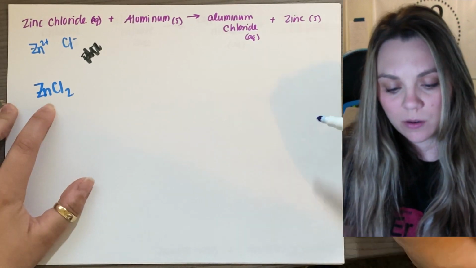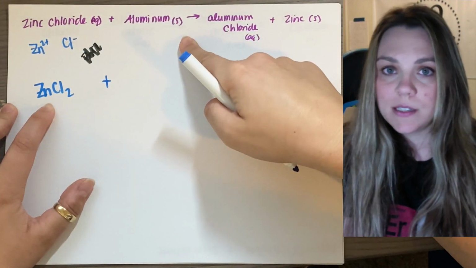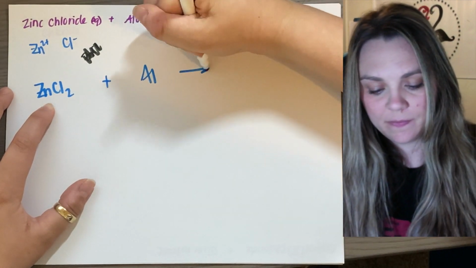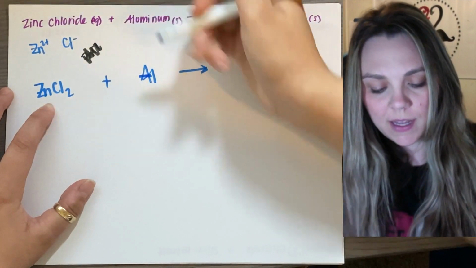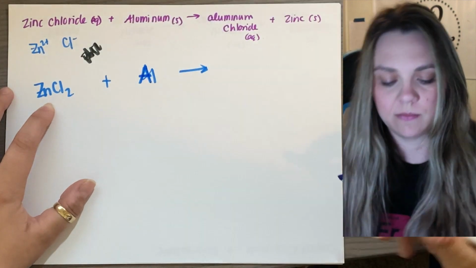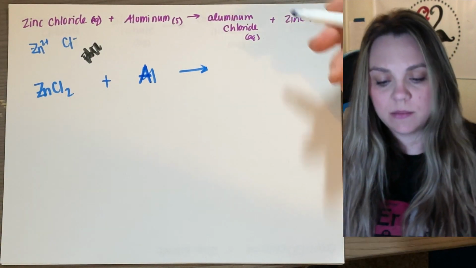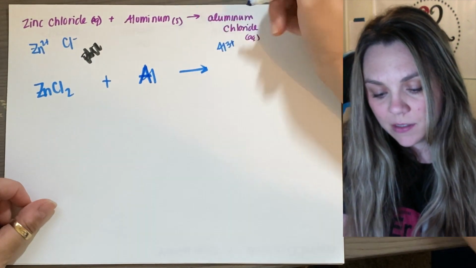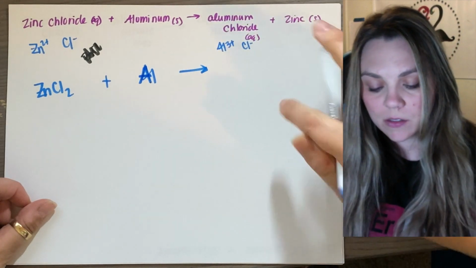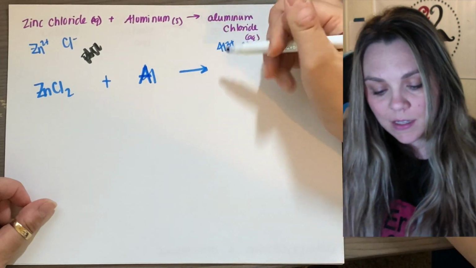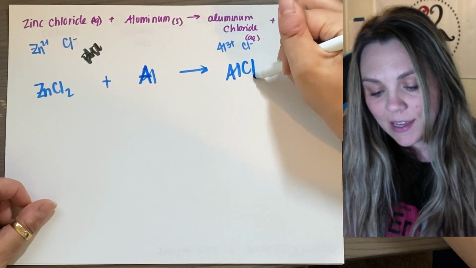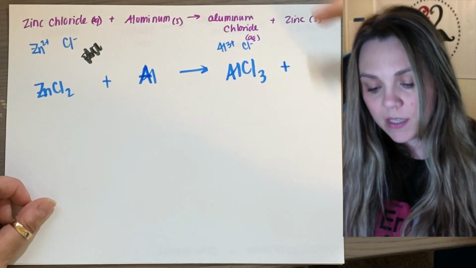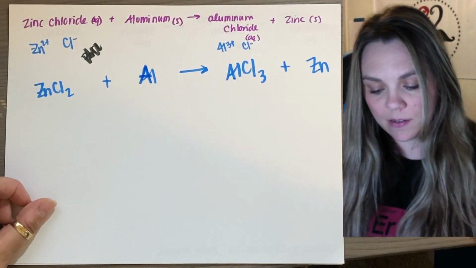Okay, so I have zinc chloride plus aluminum by itself, aluminum solid. So that's just Al. That's easy. Reacts to make aluminum chloride. Again, I would actually write it out. So this is Al with a 3 plus and Cl with a 1 minus. You can see 3 plus 1 minus. This is going to be AlCl3. To balance that out, plus zinc by itself is just zinc.